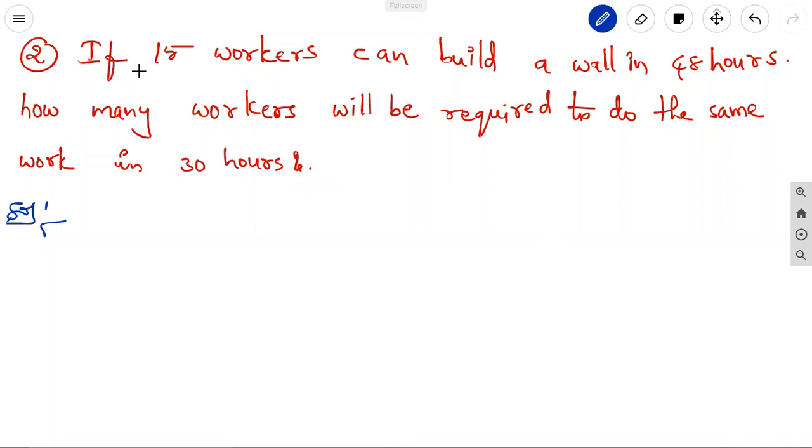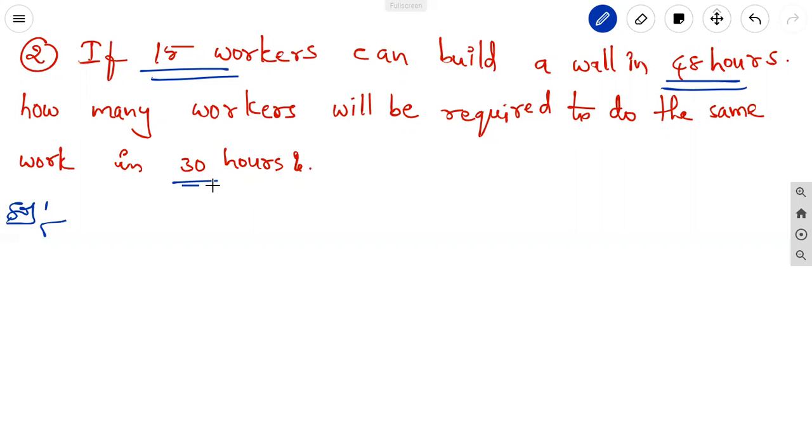If 15 workers can build a wall in 48 hours, how many workers will be required to do the same work in 30 hours? Just observe here: if the workers are more, the time taken is less. That is nothing but the arrows are in reverse, inverse. One is an up arrow, one is a down arrow.